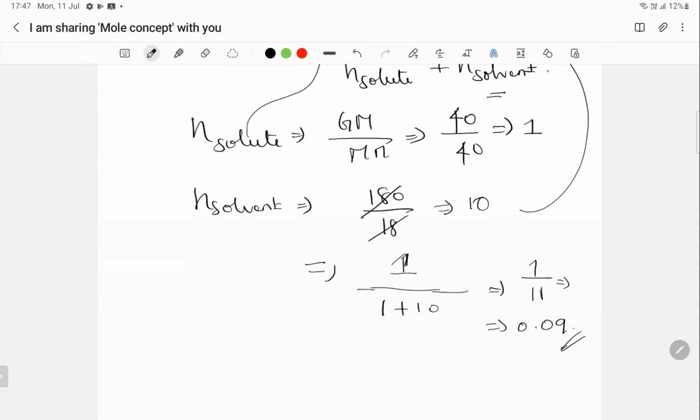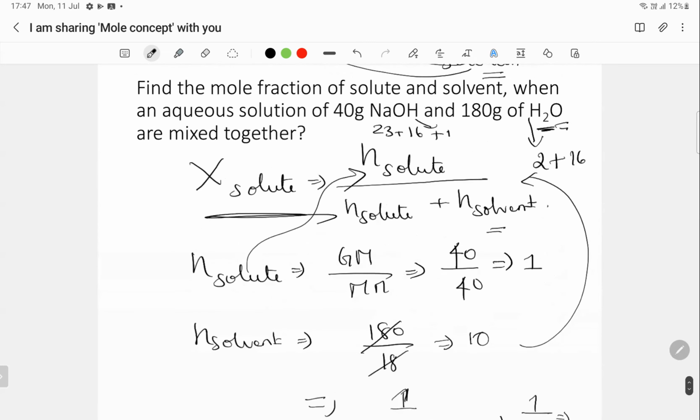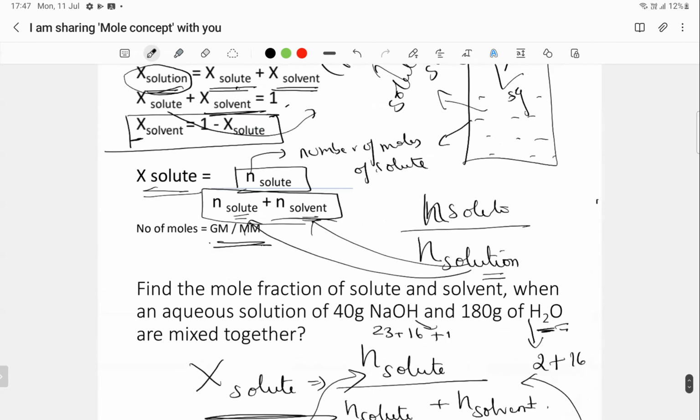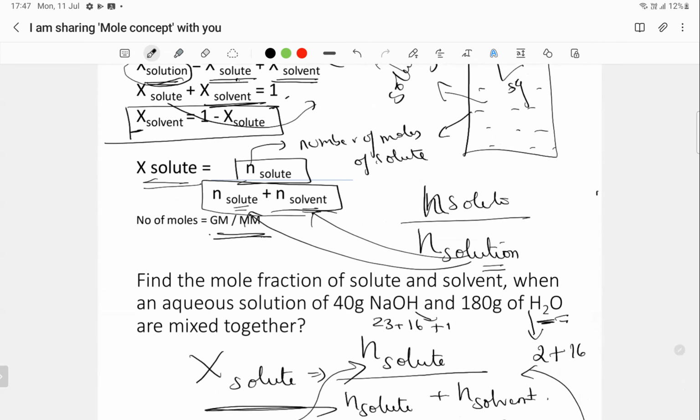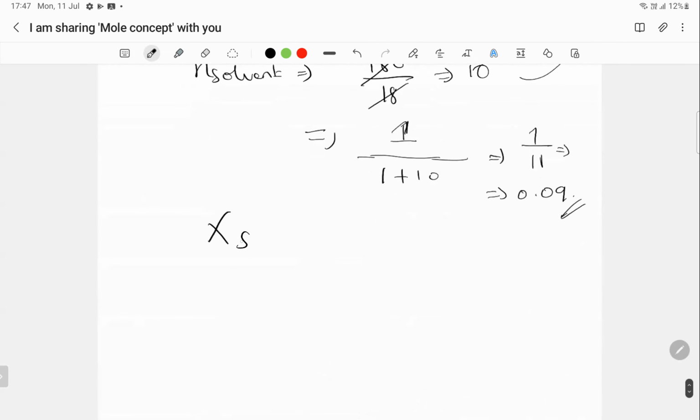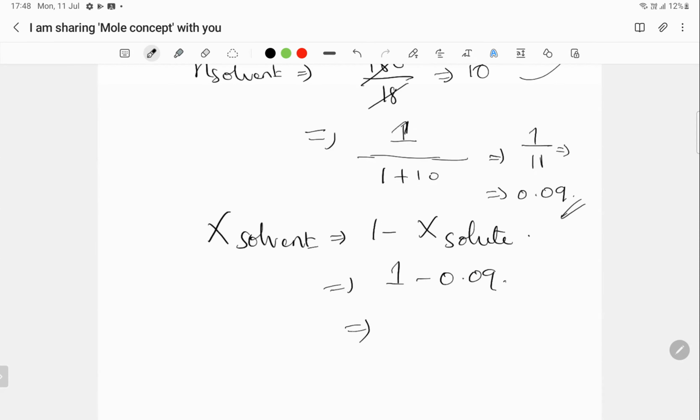0.09. So what have we found? The mole fraction of the solute. What is the next one we have to find out? The mole fraction of the solvent. I already know the formula. The mole fraction of the solvent is equal to 1 minus the mole fraction of the solute. So 1 minus 0.09.